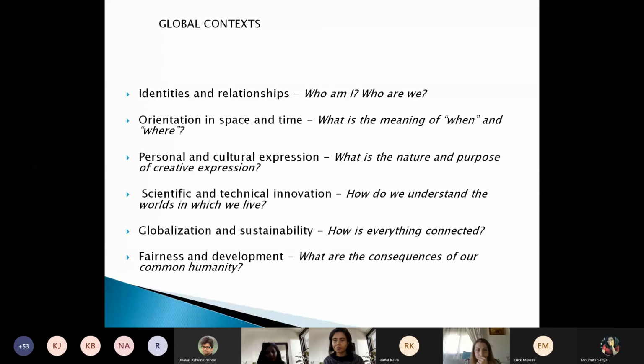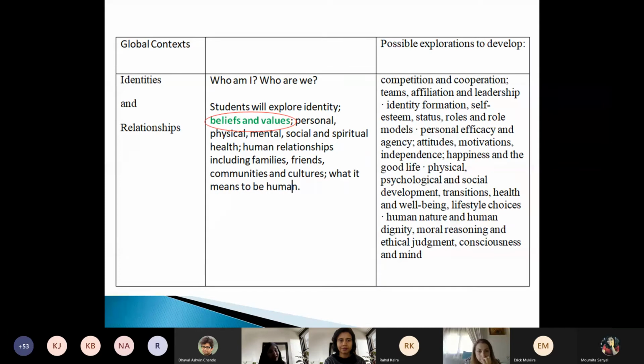I'll give you one example. When I was taking identities as my key concept and culture as my related concept, of course the global context was identities and relationships. So what I did, I took identities and relationships, and through that, the students will be exploring their identity. So I picked up beliefs and values, right? So I request, on the basis of this example, to pick up one of the global contexts.